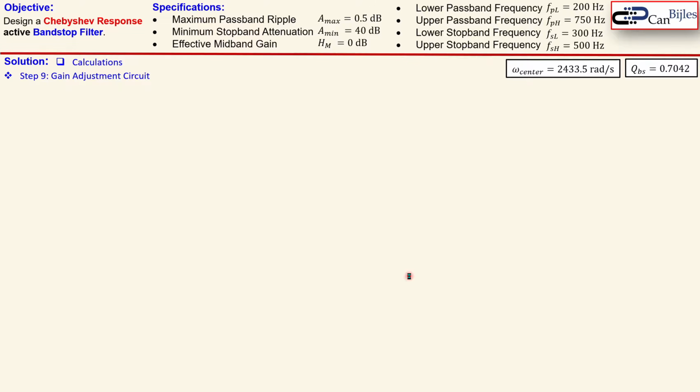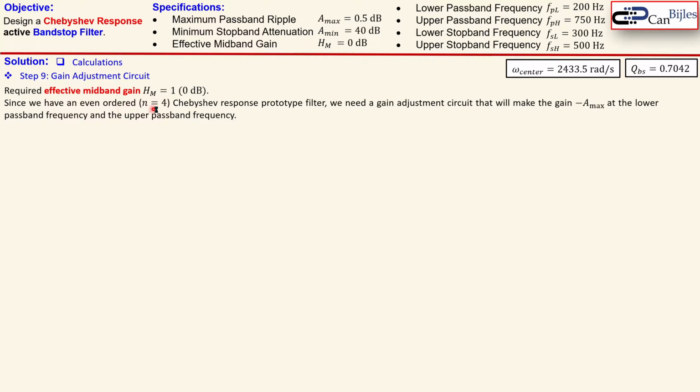First, the gain adjustment circuit. You might say, why do we need that? Now we have an even ordered prototype Chebyshev response filter. So the required effective mid-band gain, let me start with that one, is 1, which is 0 dB. But we have an even ordered Chebyshev response prototype filter, and since we have that, we need a gain adjustment circuit that will make the minus A max, because this is a ripple, at the lower passband frequency and the upper passband frequency equal to each other.